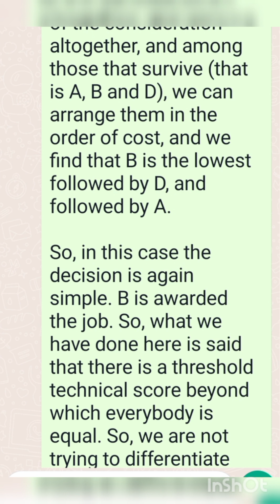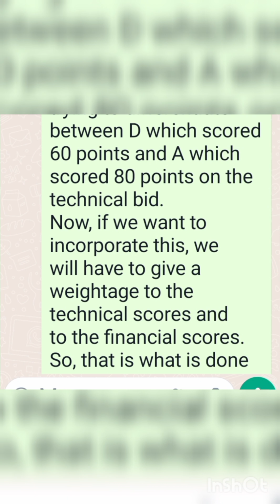Among those that survive, that is A, B and D, we can arrange them in the order of cost, and we find that B is the lowest, followed by D and followed by A. So in this case, the decision is again simple. B is awarded the job. What we have done here is set a threshold technical score beyond which everybody is equal. So we are not trying to differentiate between D, which has scored 60 points, and A, which has scored 80 points on the technical bid.